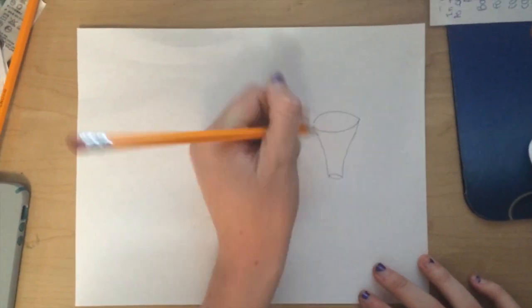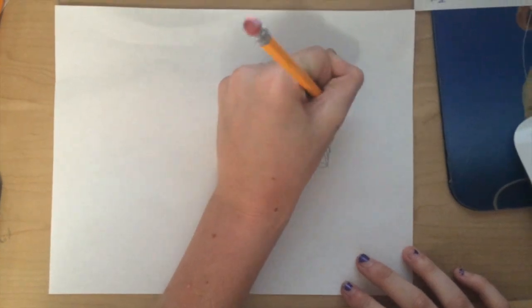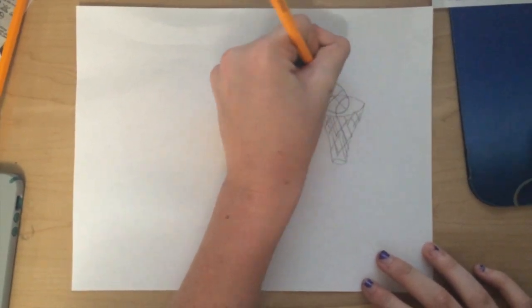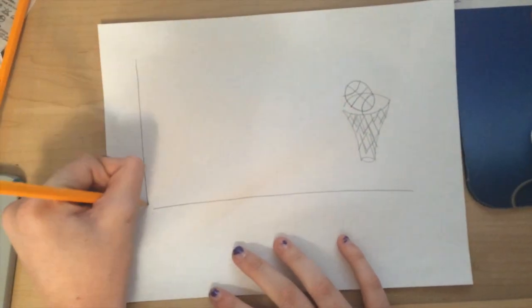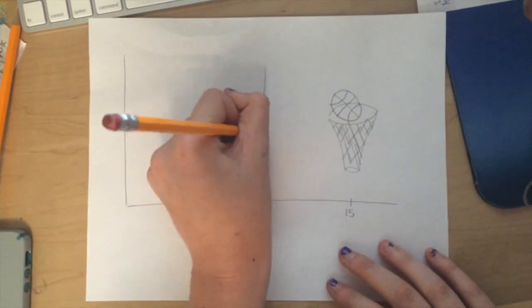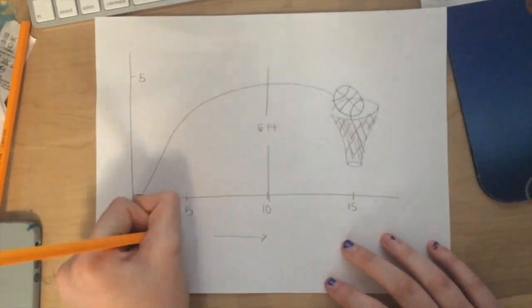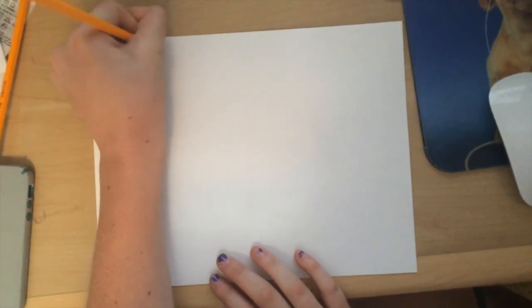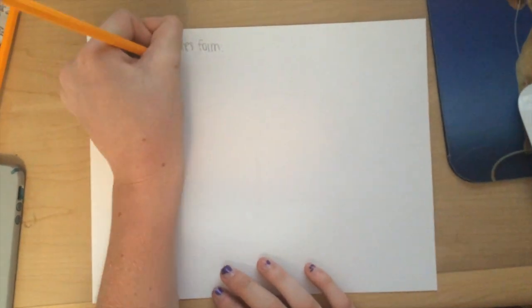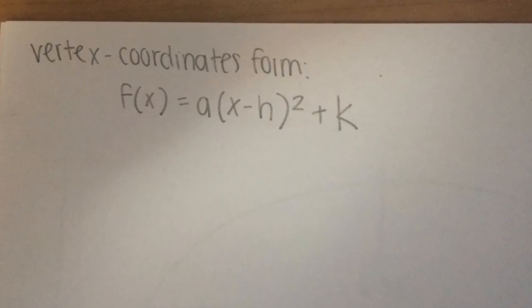Here is a replica of the parabola while shooting the basketball. These are not exact measurements, we just use them for the sake of the formula. To represent our function, we can use the expression for the parabola in vertex coordinate form. The vertex coordinates form is f(x) = a(x - h)^2 + k.